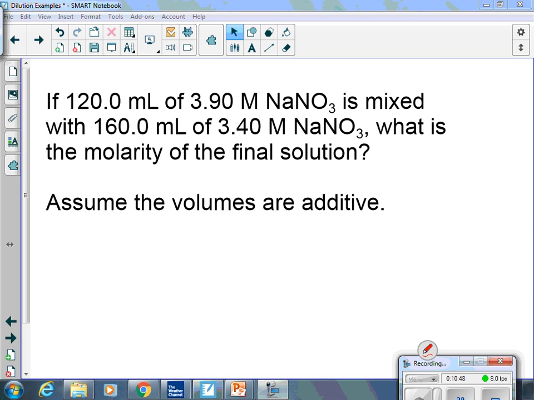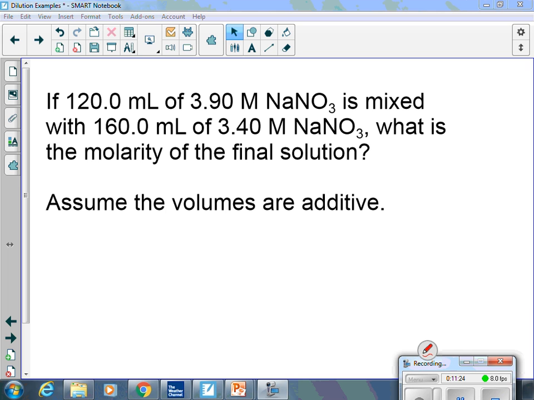Now this example is a little bit different. I cannot use M1 V1 equals M2 V2 because I'm adding volumes of two different solutions. So what I have to do is determine the amount of moles in each solution.